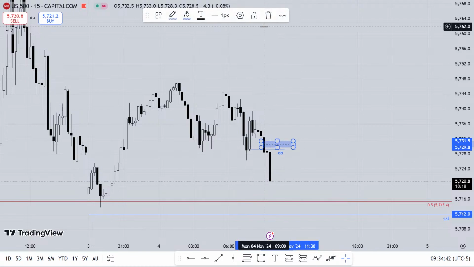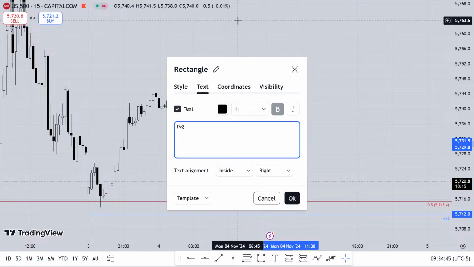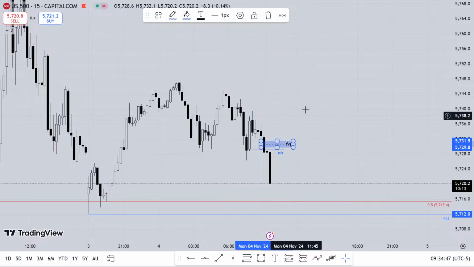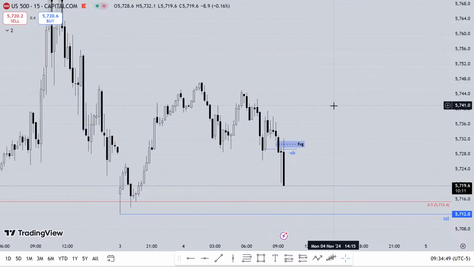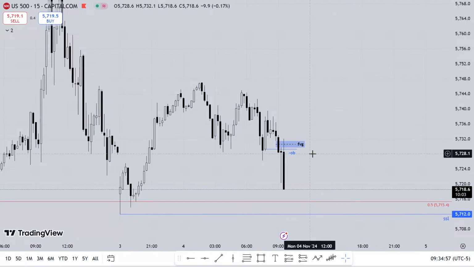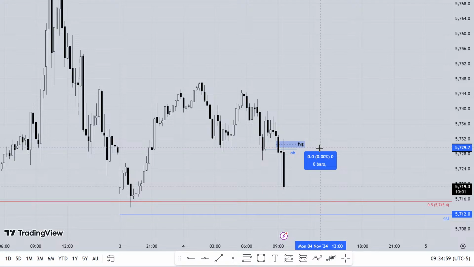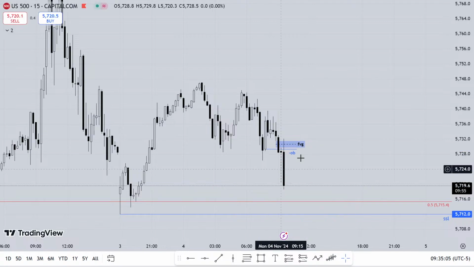So tomorrow is election. So this is the algorithm giving spectators and speculators a good show for their money. So we've dropped 10 points from the fair value gap.